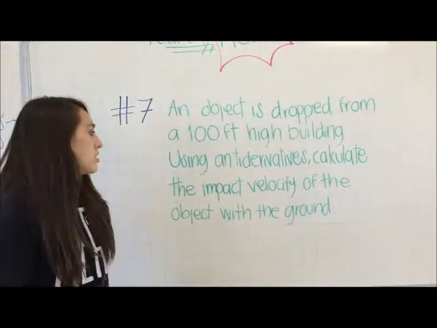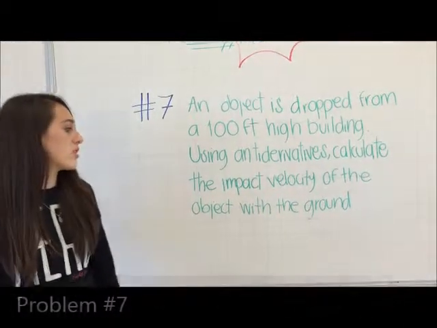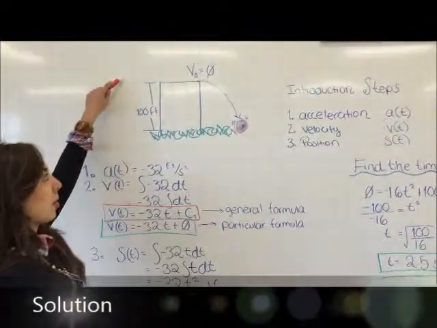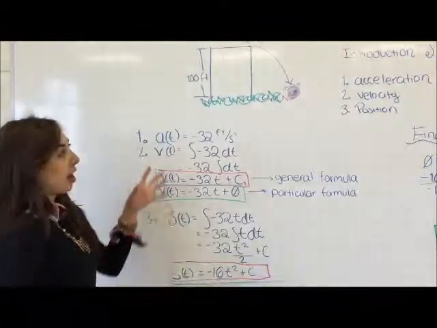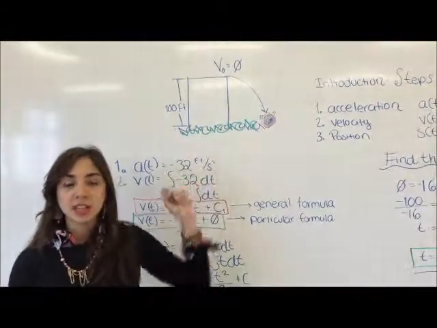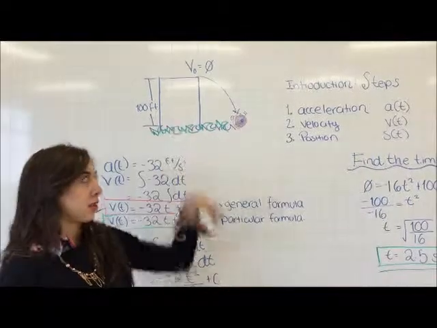Feet high building. Using antiderivatives, calculate the impact velocity of the object with the ground. Okay, so here's our drawing. First, we have that our height is going to be 100 feet and our initial velocity is going to be 0 because it is dropped from a building to the ground.